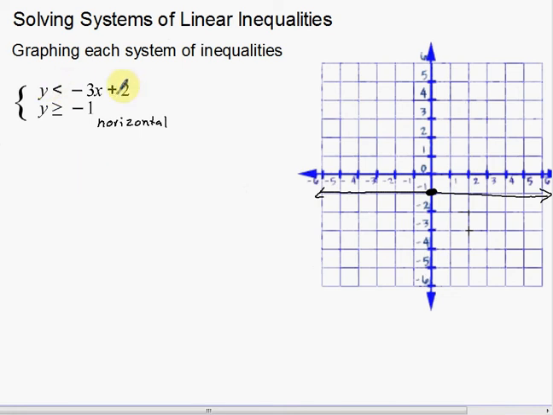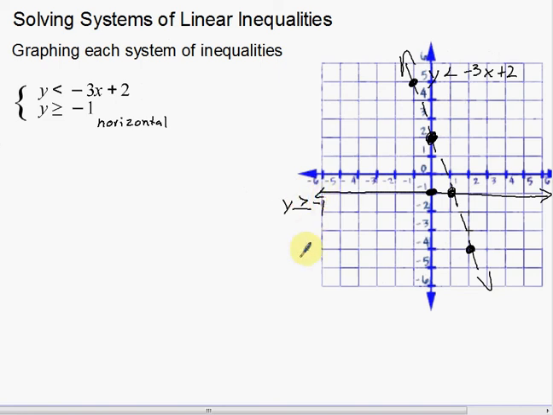The graph of that is going to be plus 2 for my y-intercept, negative 3 for my slope: 1, 2, 3, 1. Right there, 1, 2, 3, 1. And that one's going to go off, so I do a dotted line here, a dotted line in the middle. There we go. So this one is y is less than negative 3x plus 2. And then this line here is y is greater than or equal to negative 1.